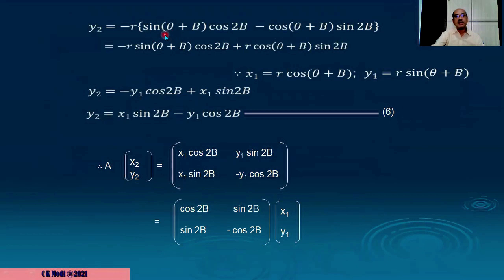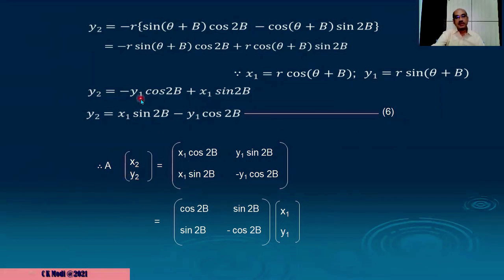In the same way, y2 is equal to minus r, using simple trigonometry relations, sin(theta plus b) cos 2b, minus plus becomes minus, so minus cos(theta plus b) sin 2b. So it is equal to minus r sin(theta plus b) cos 2b plus r cos(theta plus b) sin 2b. After simplification, the value of y2 is equal to minus y1 cos 2b plus x1 sin 2b, so y2 is equal to x1 sin 2b minus y1 cos 2b. It is equation number 6.